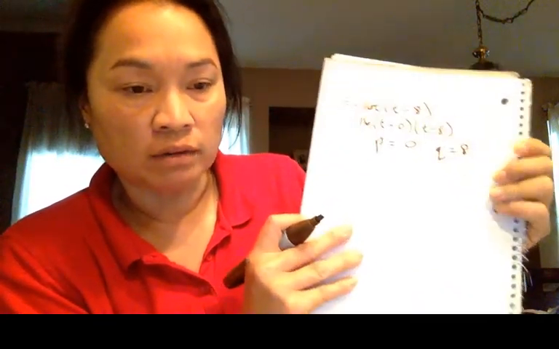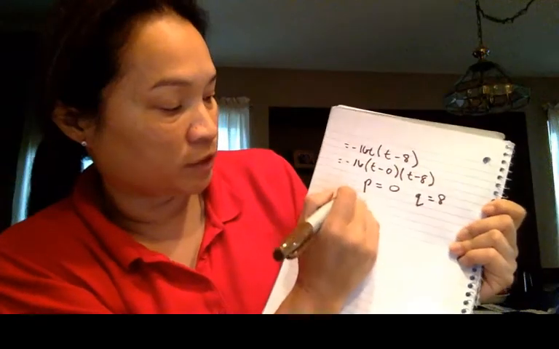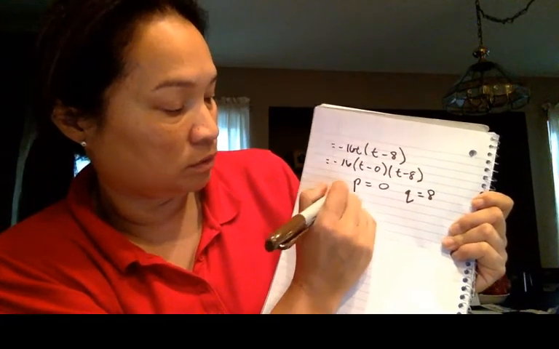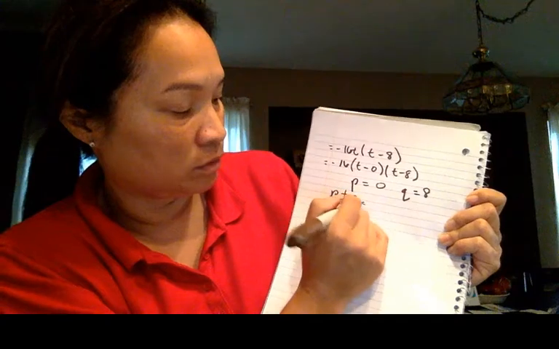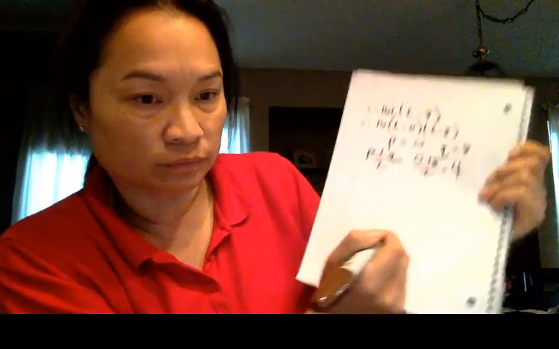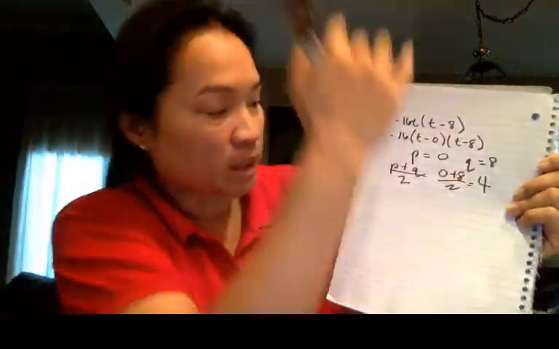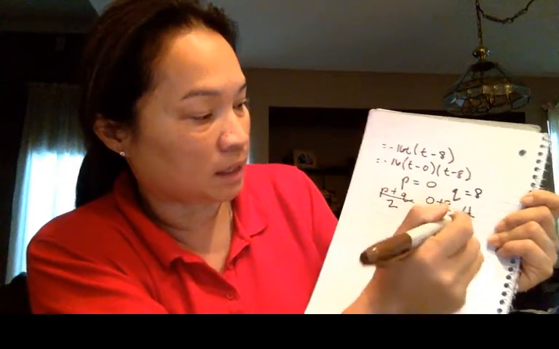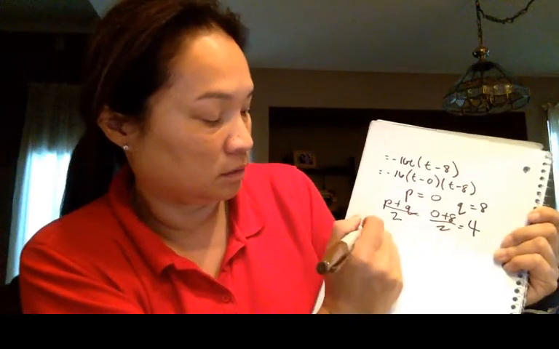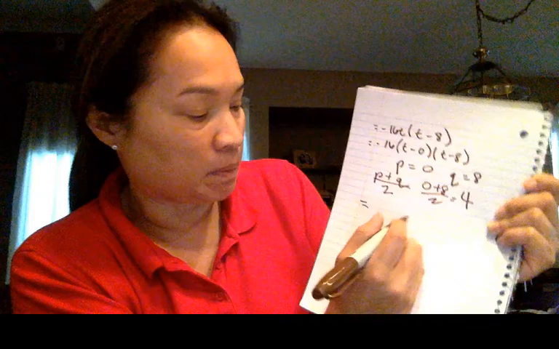Now let's find the vertex. Remember, to find the vertex, it's p plus q divided by 2, which is 0 plus 8 divided by 2, which is 4. But we don't want 4, we want to look at the height, right? So we're going to plug this 4 back in. I'm not going to do the math right now, but when you plug it back in, it comes out to be 256.